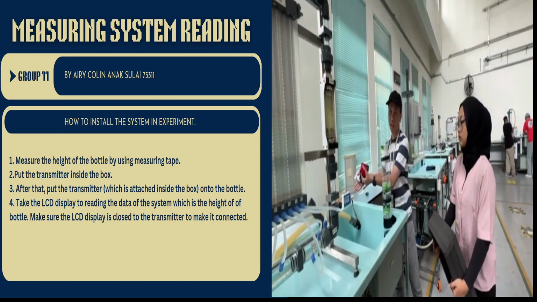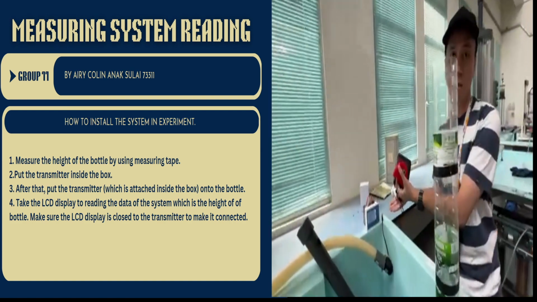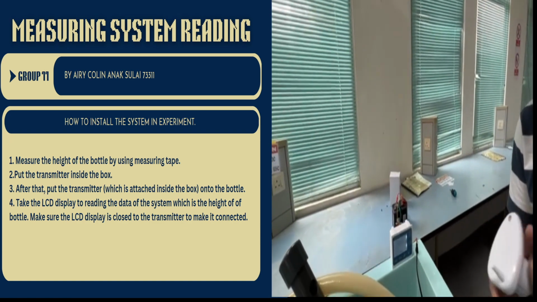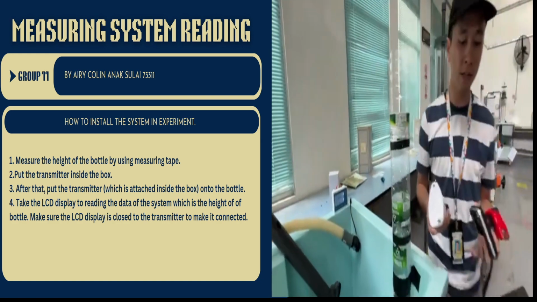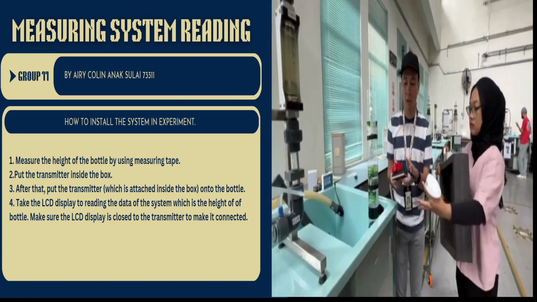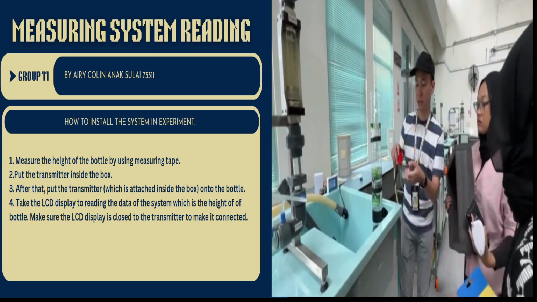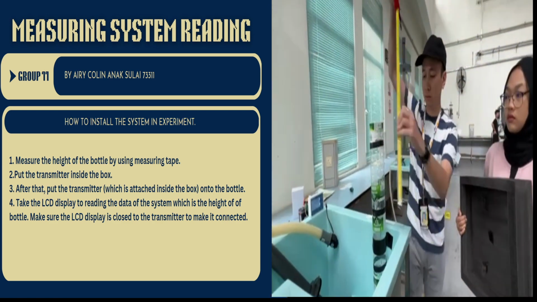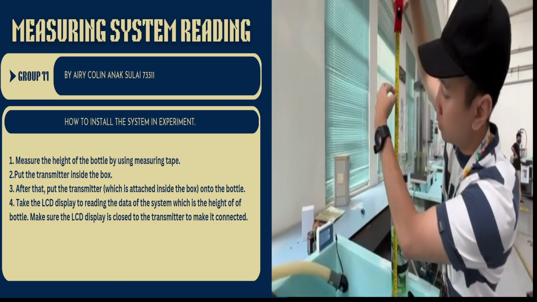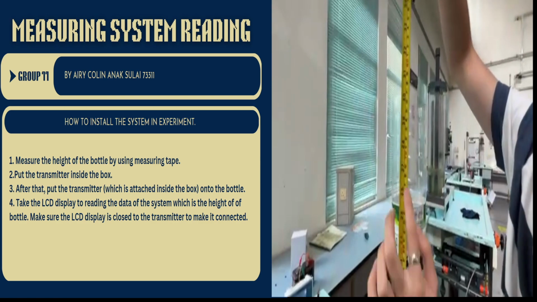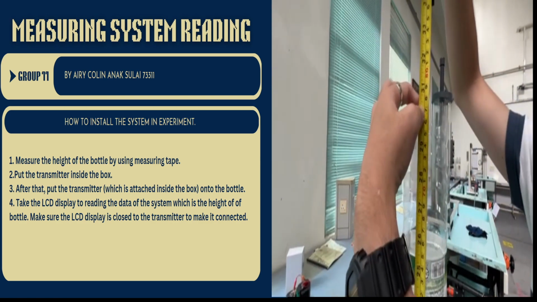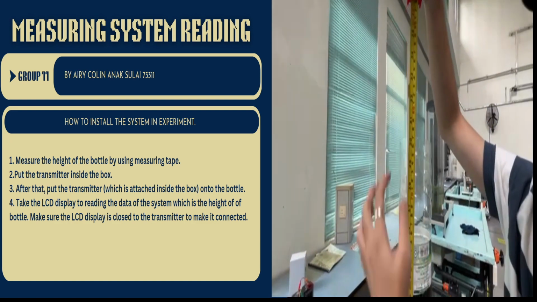And we have a flow meter system for measuring the flow of the system. So the first step for the installation, we're going to measure the height of the bottle. As you can see, the height of the bottle is 77 centimeter.